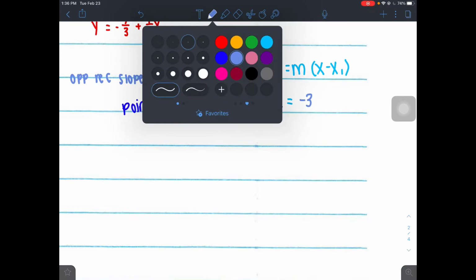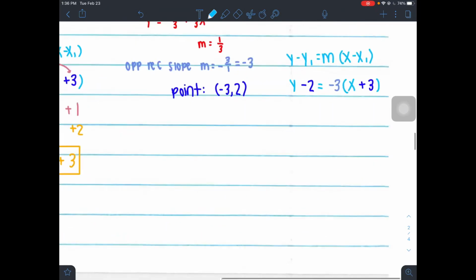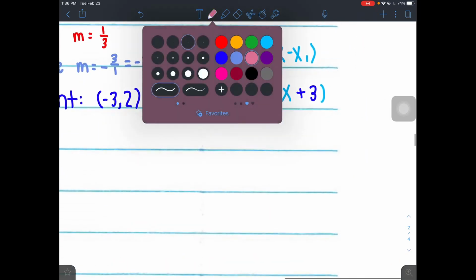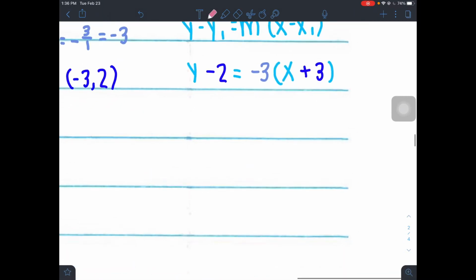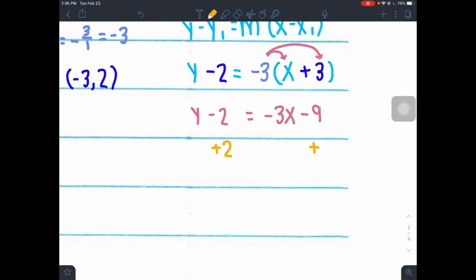Now remember, that slope is different now because we have a perpendicular equation. We don't want to write a parallel equation, plus 3. If we wanted parallel, then it would be 1/3, and then we'd end up back over there. So next step is to distribute because we want to get this to slope-intercept form. So y minus 2 stays the same, negative 3x here, and then negative 3 times positive 3 is going to be negative 9. Our last step is we're going to get y by itself by adding 2 to both sides. So you have y equals negative 3x minus 7.